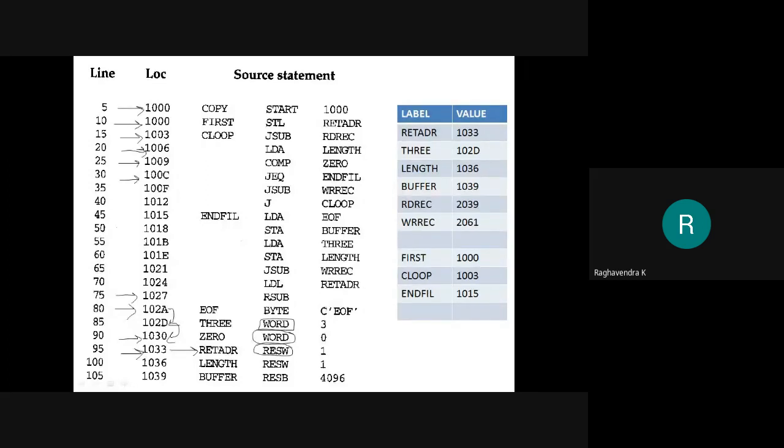It will reserve as many words as specified in the operand field. For example, here, how many words have been reserved? Only 1. So how much do we have to increment? 1033 plus 1 word is how much? 3 bytes. So it will become 1036.